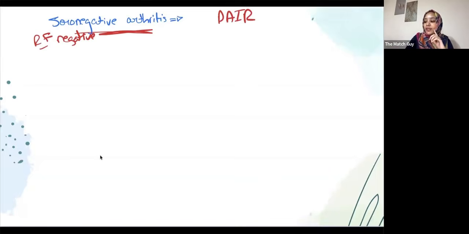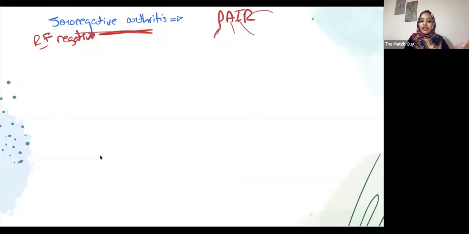Exactly. So what does the P stand for? Psoriatic arthritis. What about the A? Ankylosing spondylitis. Very good. What about the I? IBD related, so Crohn's or ulcerative colitis. What about R? R is reactive arthritis. Nicely done, you guys.